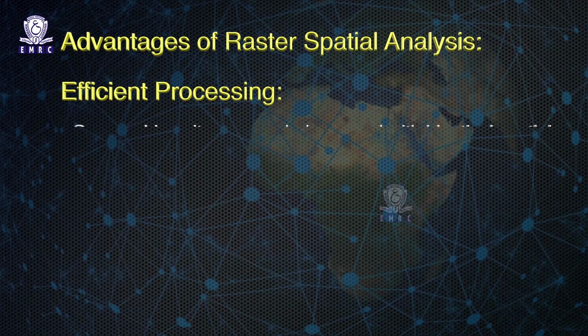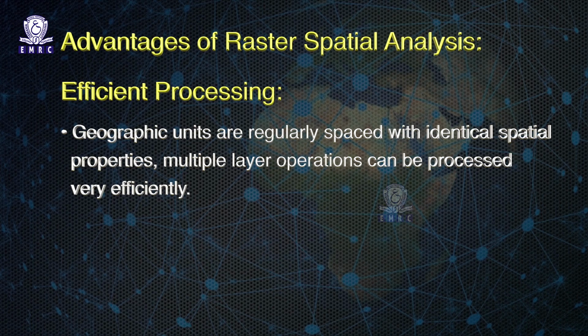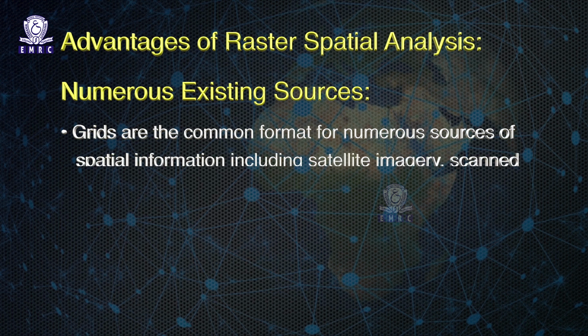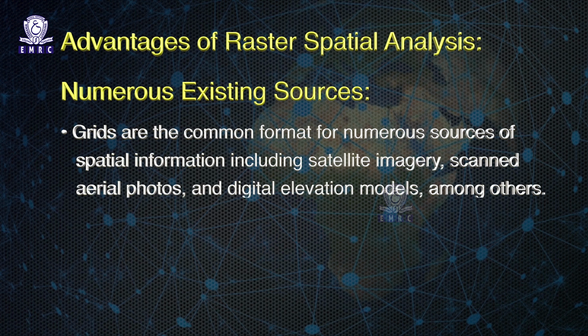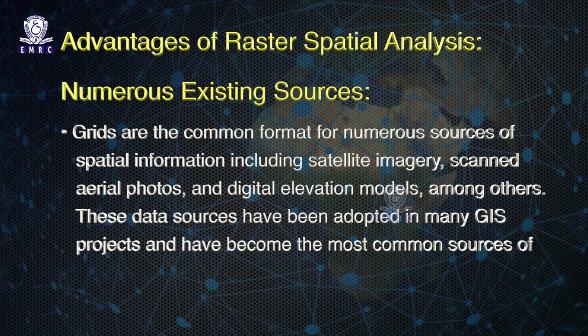Efficient processing. Because geographic units are regularly spaced with identical spatial properties, multiple layer operations can be processed very efficiently. Numerous existing sources. Grids are the common format for numerous sources of spatial information, including satellite imagery, scanned aerial photographs and the digital elevation model, among others.